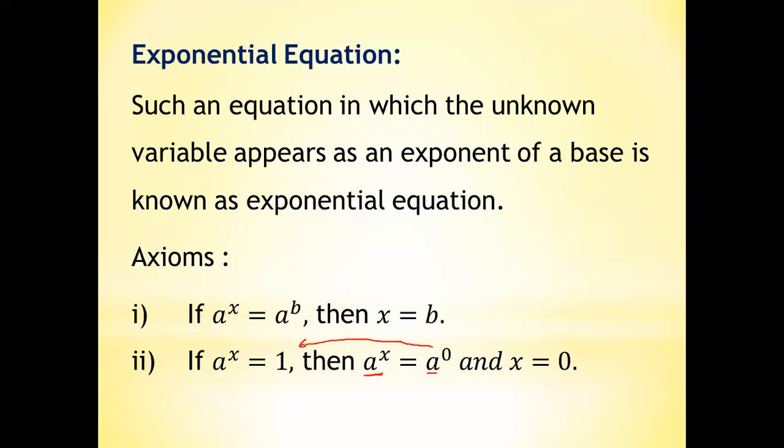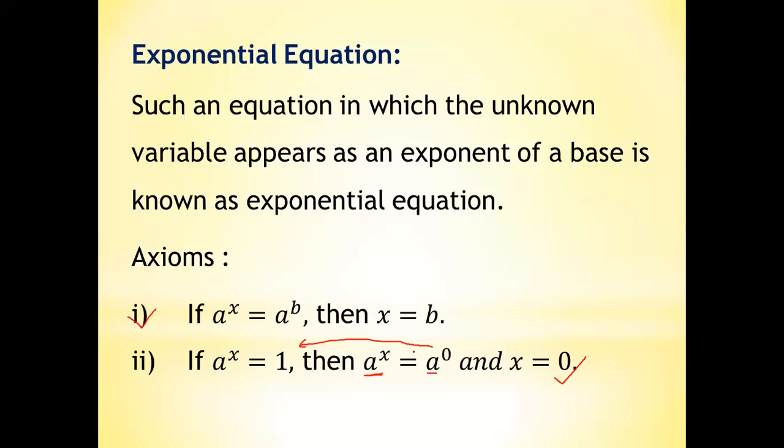So due to that reason, 1 can be written as a to the power 0. So again, from the first axiom, we can say that x is equal to 0. Actually, these are very much connected ideas, only the idea of one is somehow unique here. So these are the two axioms of exponential equation.